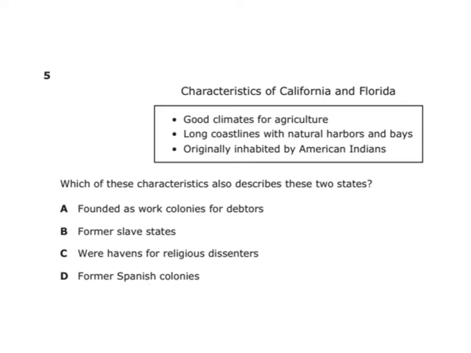Characteristics of California and Florida: good climates for agriculture, long coastlines and natural harbors and bays, originally inhabited by American Indians. Which of these characteristics also describes these two states, California and Florida? All right. They were former Spanish colonies. That question just kind of jumps out and grabs you there. Florida was a Spanish colony, and all the way over there, California was a Spanish colony.